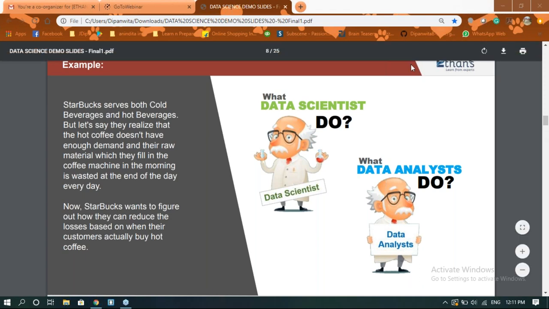Okay, so cold beverages and hot beverages, but let's say they realize that the hot coffee doesn't have enough demand, and their raw material which they fill in the coffee machine in the morning is wasted at the end of the day. Now Starbucks wants to figure out how they can reduce the losses based on their customers actually buying hot coffee. Okay, so at this point, if this is a use case, what would the data scientist do and what would the data analyst do?